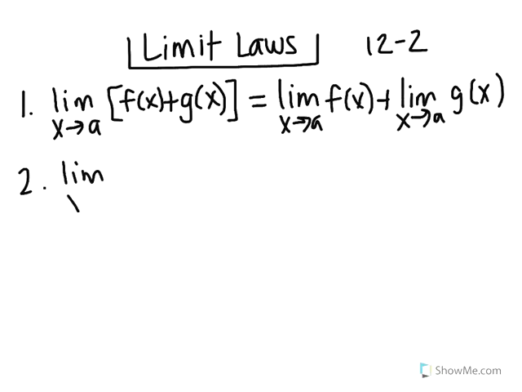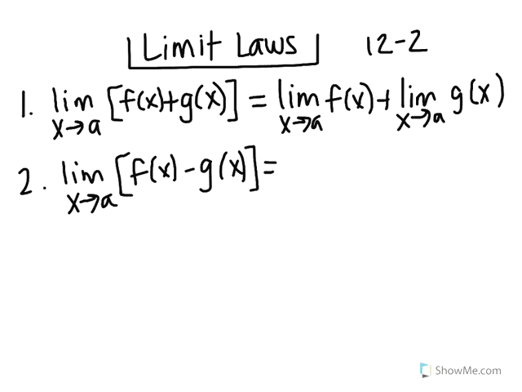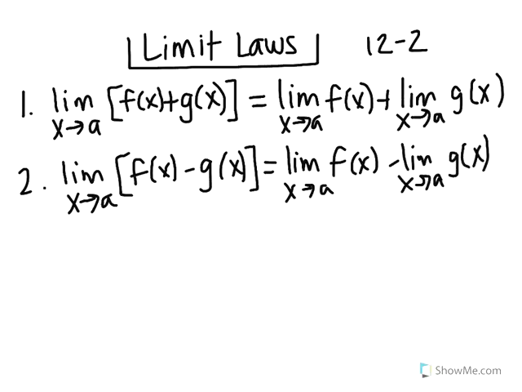The limit as x approaches a of f of x minus g of x is the same as above. So this one is a difference. So the limit of a difference is the difference of the two separate limits. So it's the same as the limit as x approaches a of f of x minus the limit as x approaches a of g of x. So you can subtract the two limits separately.